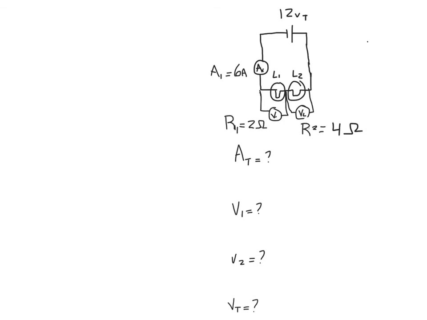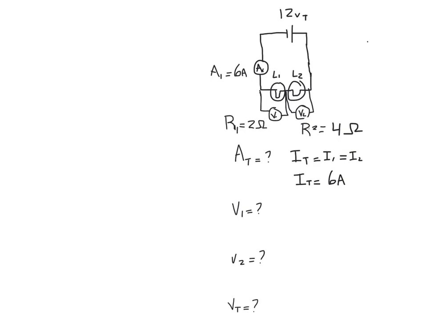So the first question is, what is the total current? We know that we use IT is equal to I1 is equal to I2 is equal to however many I's there are. So IT is equal to I1, and I1 in this case is 6A. So our total current must be 6A, or 6 amps, because current is constant throughout a series circuit.